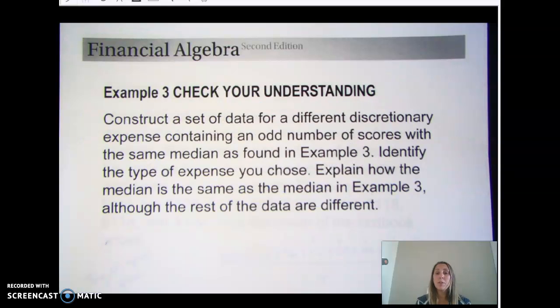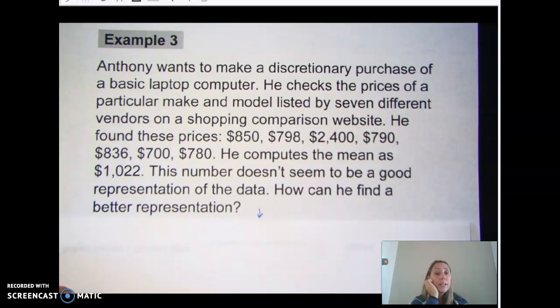Alright, so tomorrow I will be posting an assignment for everybody to do. I would like you to construct a set of data for a different discretionary expense containing an odd number of scores. Oh, shoot, I didn't teach you how to do this. Okay, so here is our third example. Those first 2 examples that we did had to do with the mean or the average. Now this is going to have to do with the median.